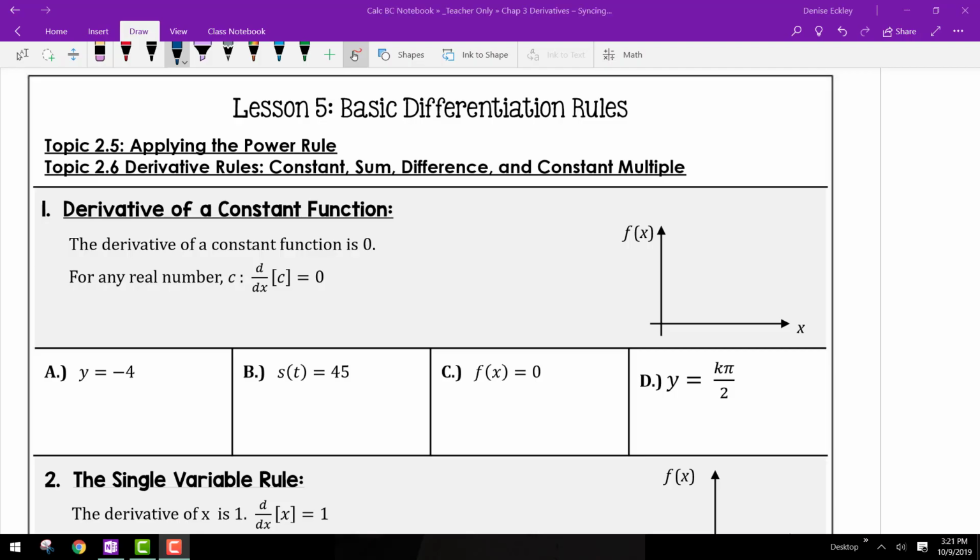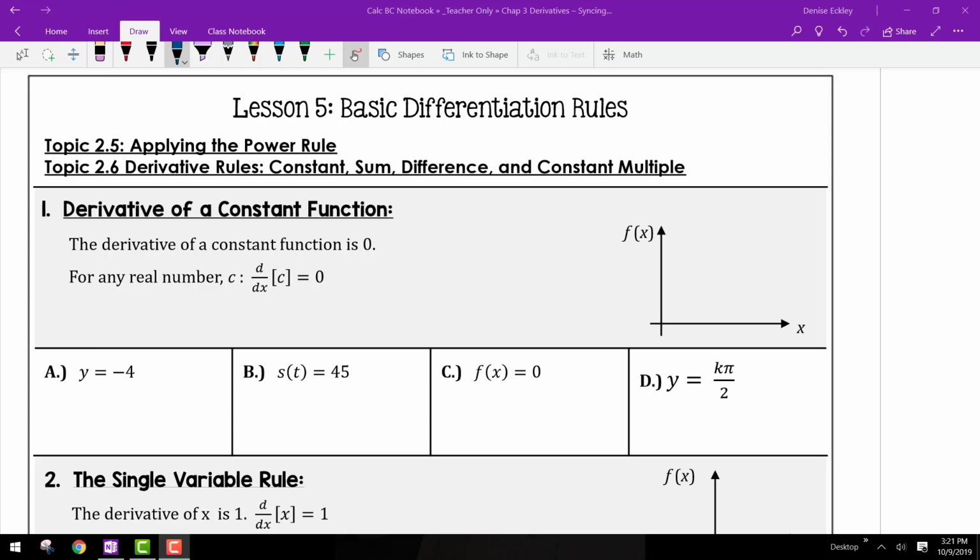Unit 2, Lesson 5, Part 1, Basic Differentiation Rules. Well, we finally made it to the meat and potatoes of finding the derivative. So we're going to go through the basic derivative rules in this lesson, and then in Lesson 6, we'll go into more advanced rules using our basic derivative rules.